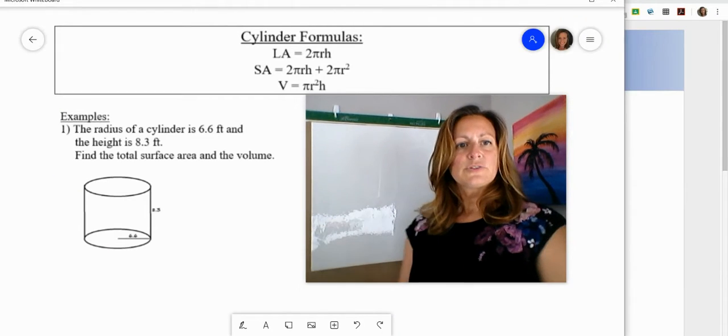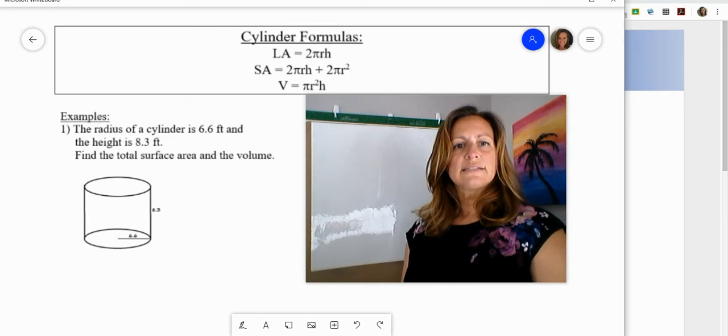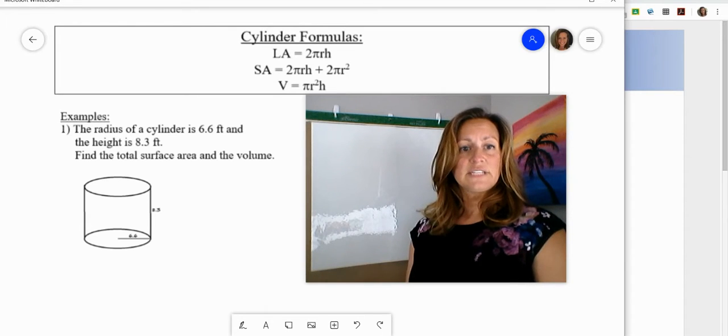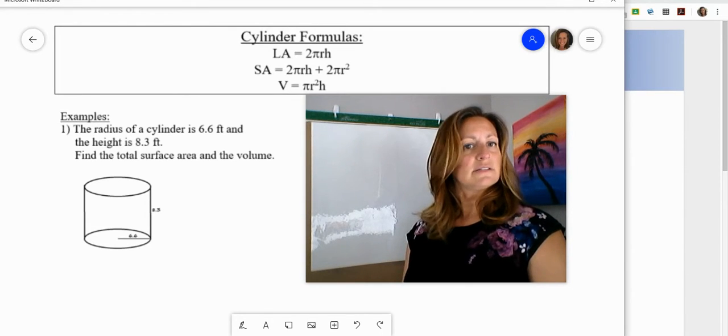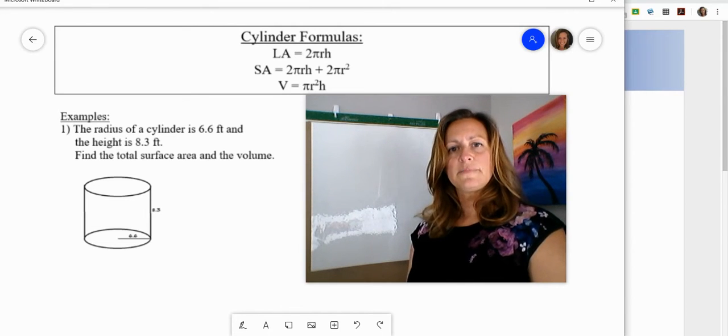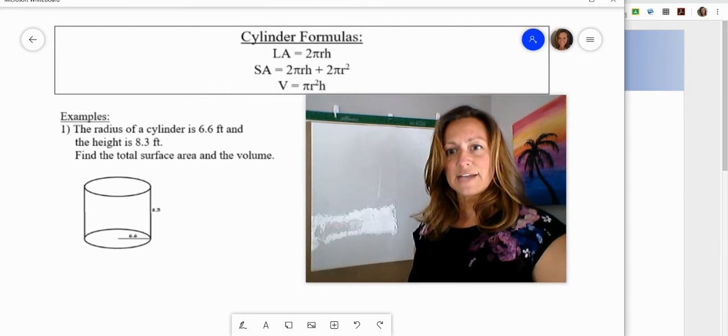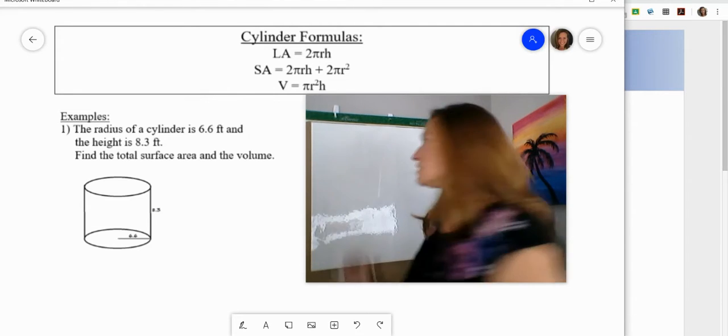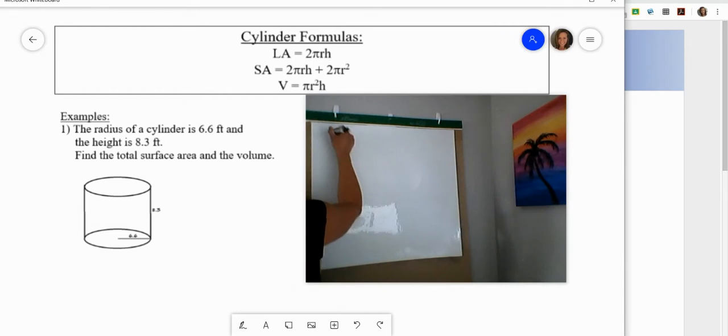Okay, so our first example, the cylinder has a radius of 6.6 feet and the height of the cylinder is 8.3 feet. Find the total surface area and the volume. Well, there's a volume formula right above, so we will use that too. But let's start with the surface area.